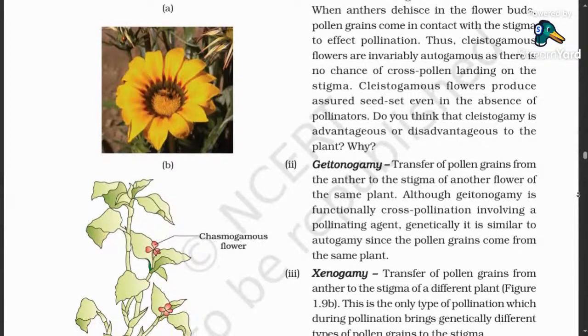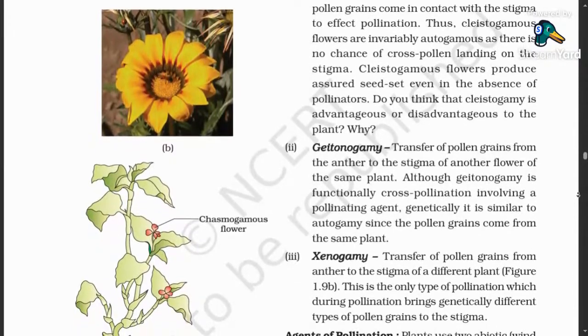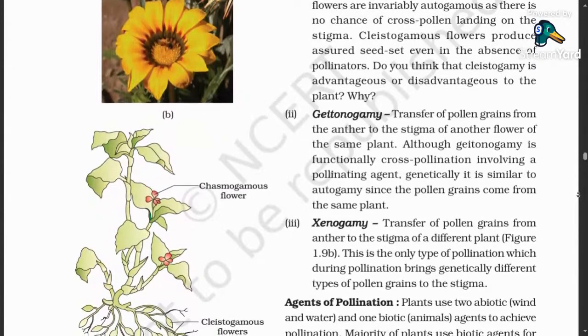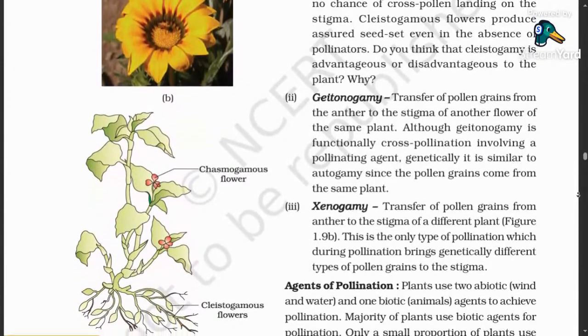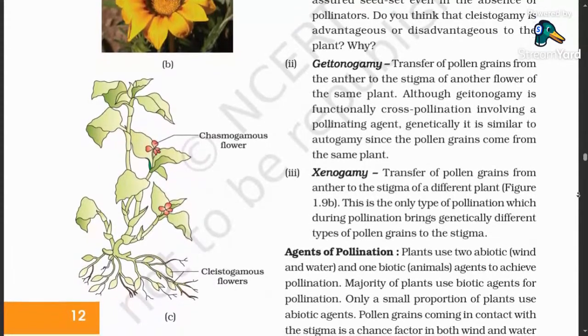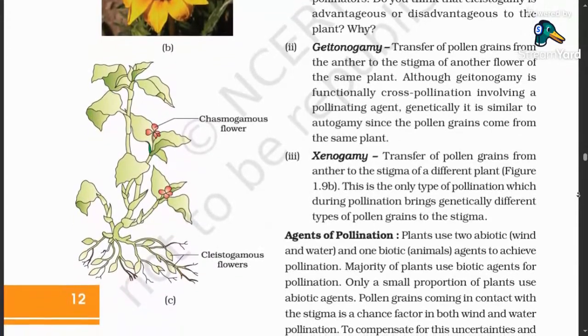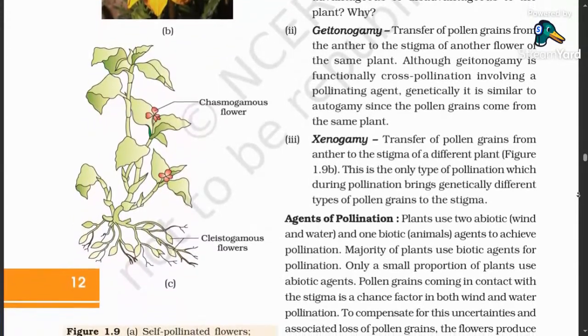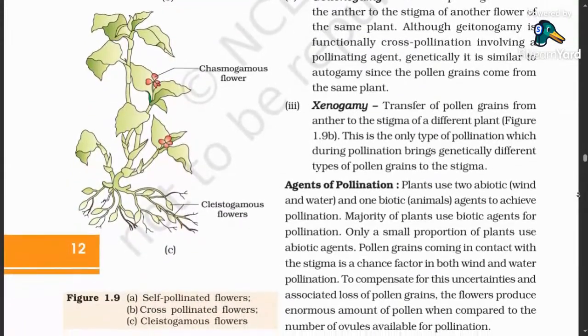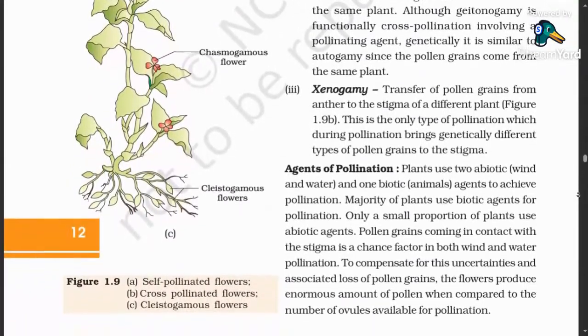Although geitonogamy is functionally cross-pollination involving a pollinating agent, genetically it is similar to autogamy since the pollen grains come from the same plant. Xenogamy: transfer of pollen grains from anther to the stigma of a different plant. In figure 1.9b, this is the only type of pollination which during pollination brings genetically different types of pollen grains to the stigma. Agents of pollination.